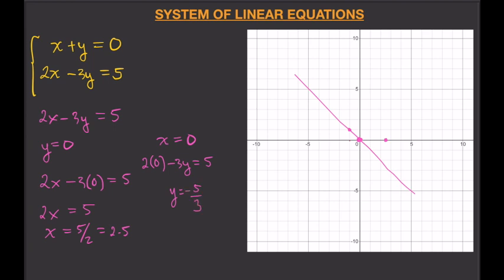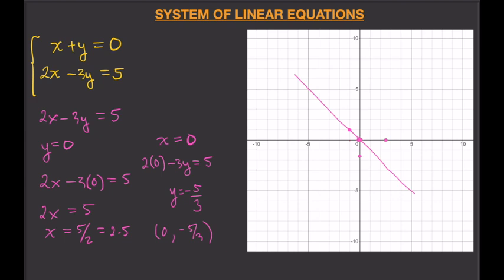No, negative 5 over 3. Okay, so negative 5 over 3 is negative 1.667. So where's that? So that's 0, negative 5 over 3. So let's see where that point is. So that's about here. Okay, that's there. And then all we need to do is connect the dots.